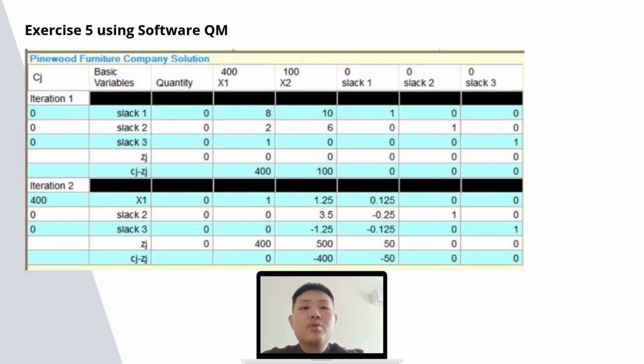Just like the previous question, we've cross-checked the Pinewood Furniture Company problem using software QM. The screenshot shows the progression of our Cj minus Zj rows through the initial iterations, which aligns perfectly with the manual tableaus we've just presented.